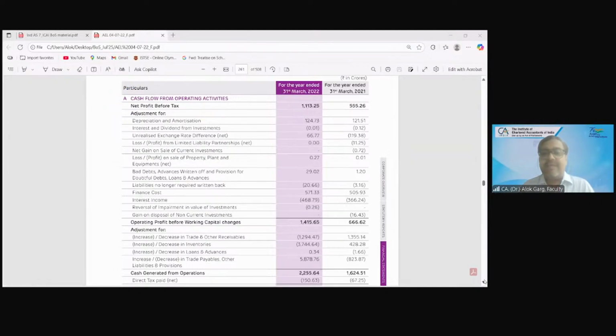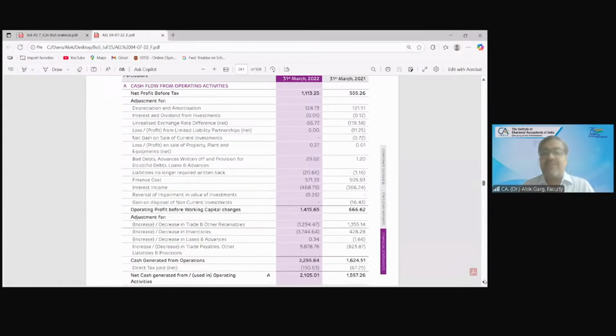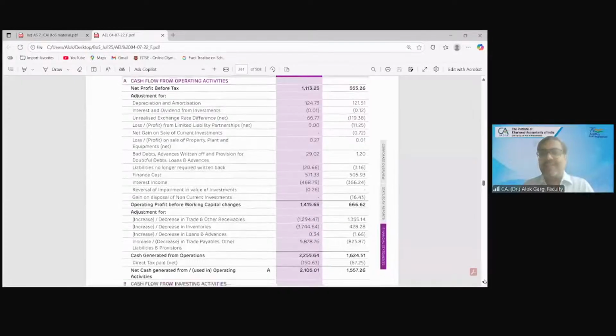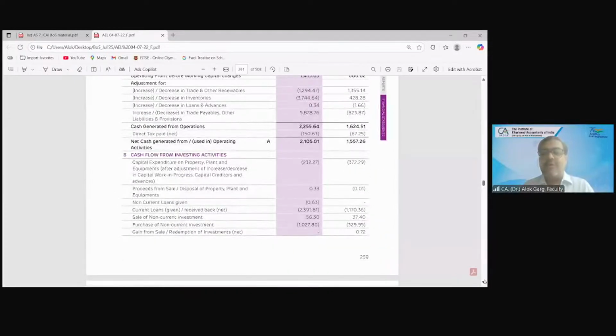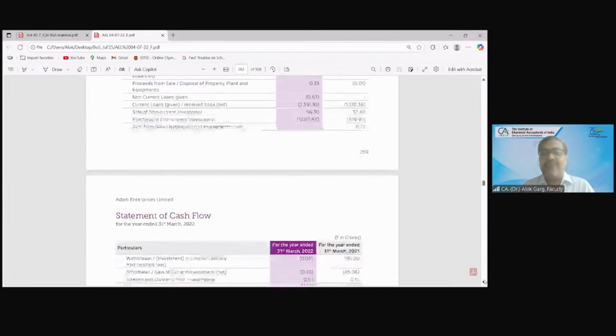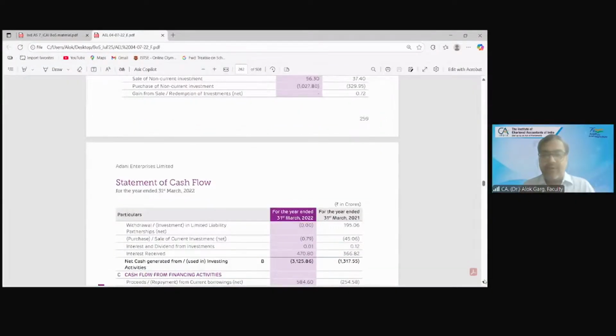So what they have done is they have adjusted non-cash items and non-operating items. You can see this interest and dividend from investment, where is it coming? 0.01. Where is it coming?